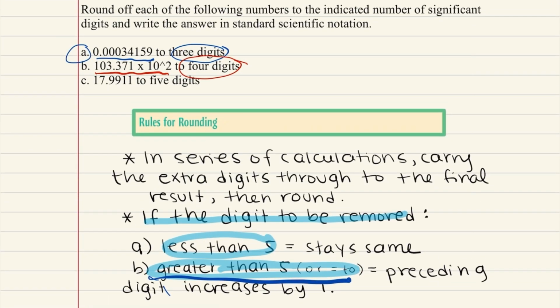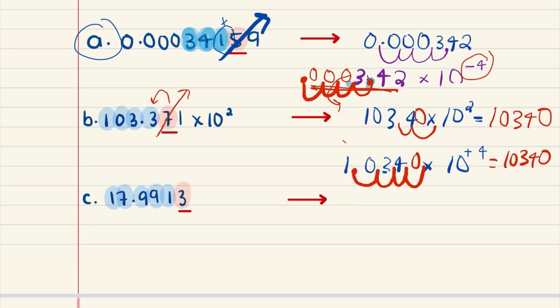Okay, let's do the last problem. C says take this number, round it to 5 digits.